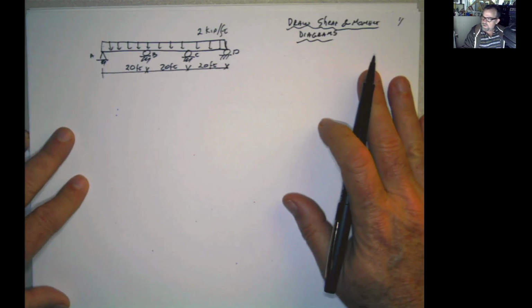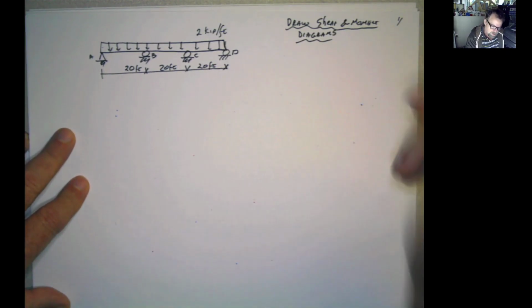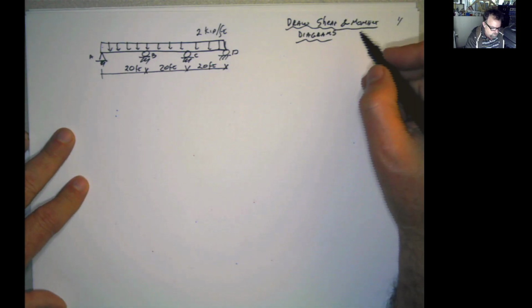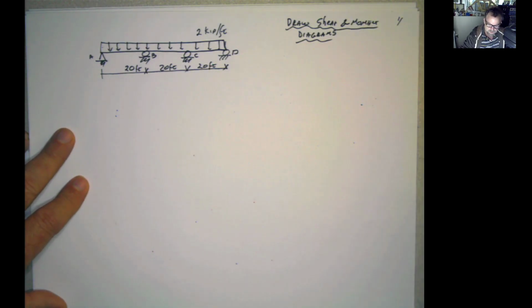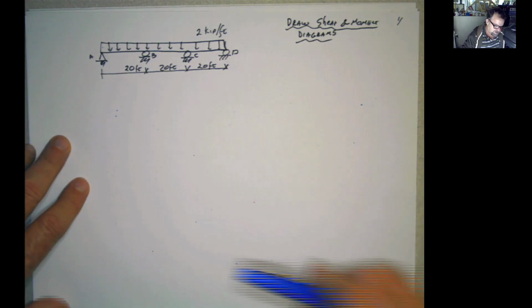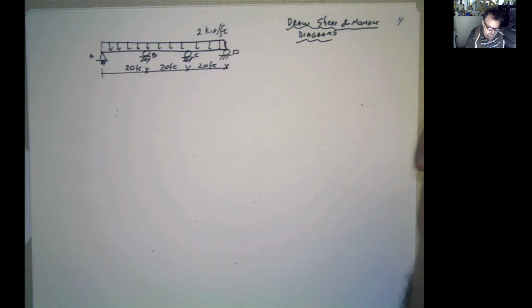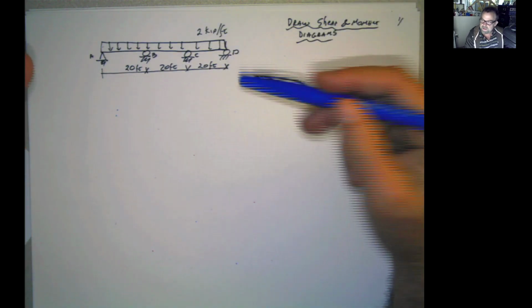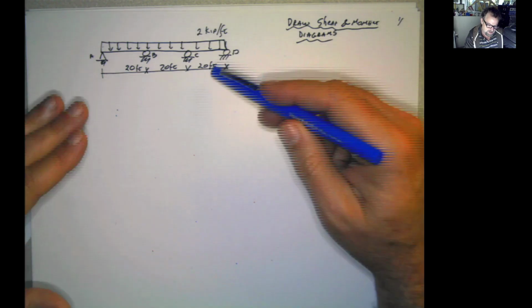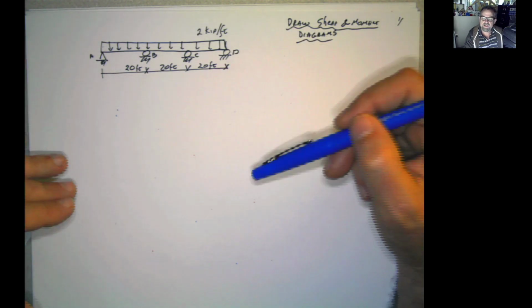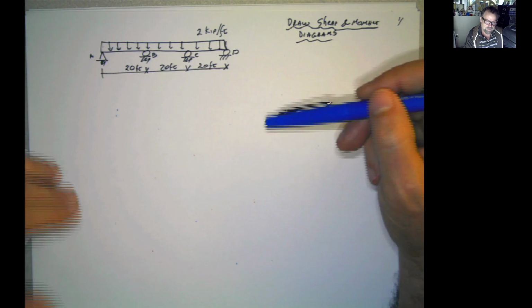Two degrees of indeterminacy, or multiple degrees of indeterminacy. We're going to use the force method, or the consistent deformation method, or the flexibility method. All of those are basically synonyms in this case. First step, eliminate as many redundants as we need to in order to make this statically determinate and stable.